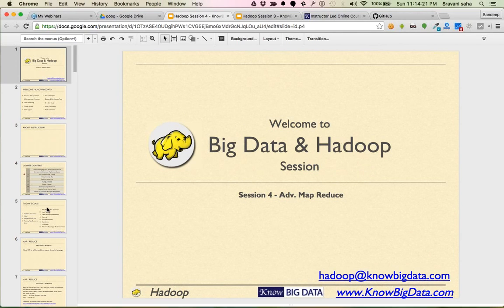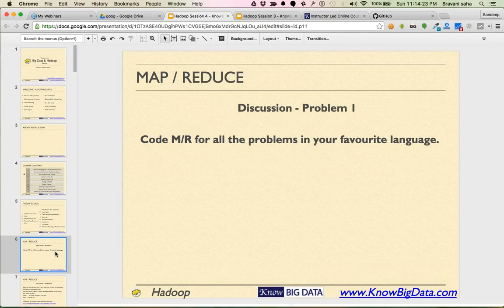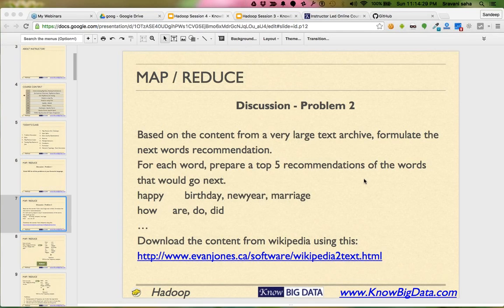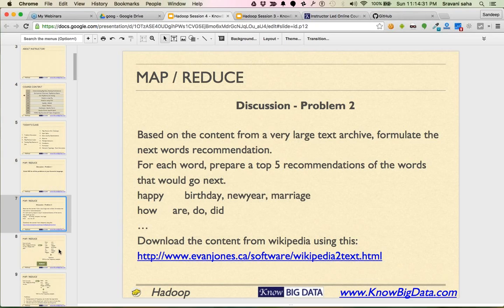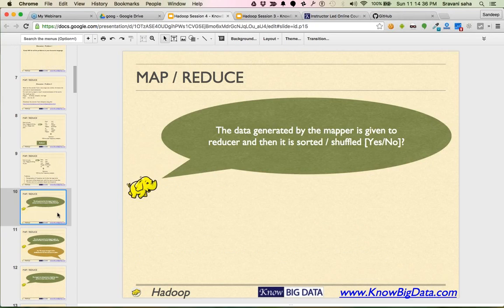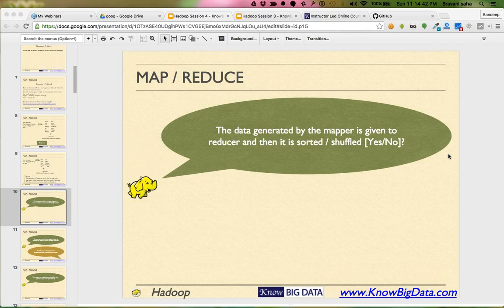So here we are. This is one problem which we want to discuss, and I think we can leave that for the next session. Here are a few questions as a recap that we would like to discuss. Is everybody with me?